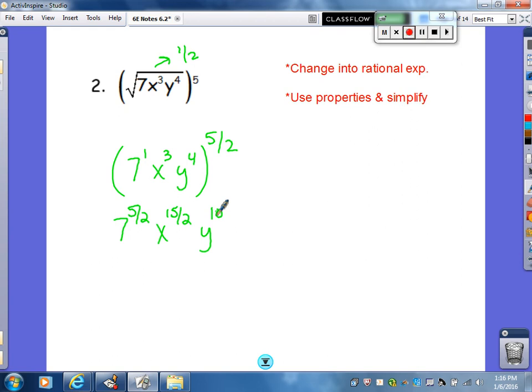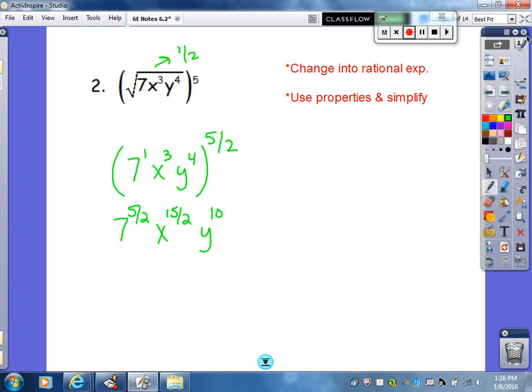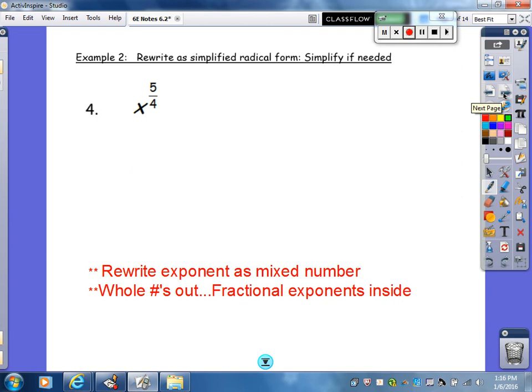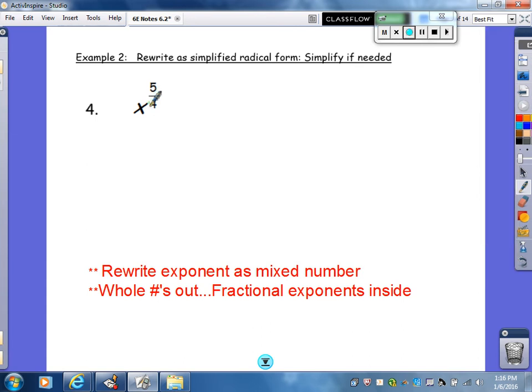All right, more often than not, though, you're going to be asked to simplify and leave it in radical form. So rewrite as a simplified radical form. All right, here again, write down my notes. So if we have a rational exponent that's an improper fraction like we do here, okay, we're going to rewrite this as a mixed number. This is an easy way of thinking about doing this to simplify it. Now, my little motto is whole numbers come outside, fractional exponents stay inside.